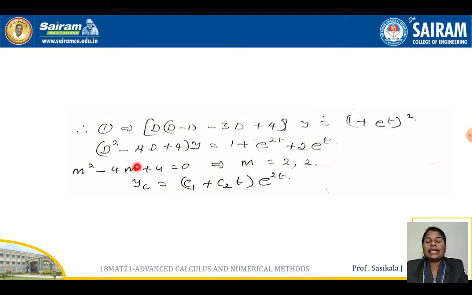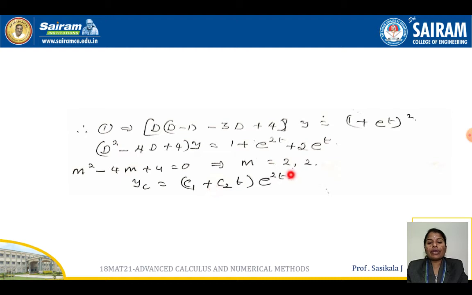You will get (D square minus 4D plus 4) into y, which is equal to the expansion of (a plus b) the whole square. It will become 1 plus e power 2t plus 2 e power t, isn't it? So now it has become a higher order differential equation with constant coefficients. So I can go with the algebraic equation. You replace D with m: m square minus 4m plus 4 is equal to 0. By the factorization method, m will be 2, 2, isn't it?